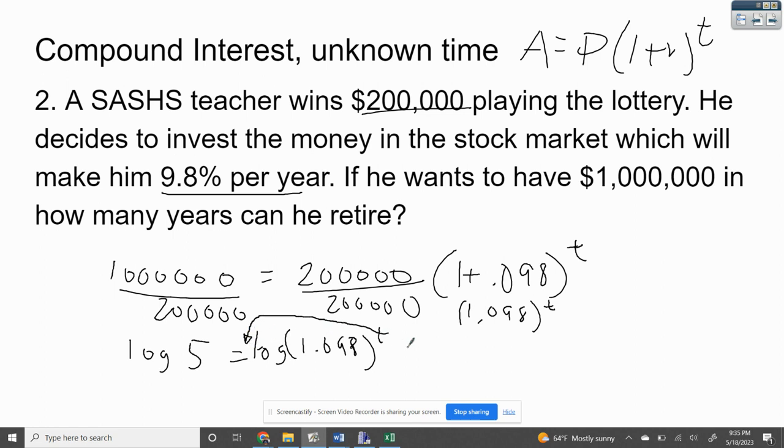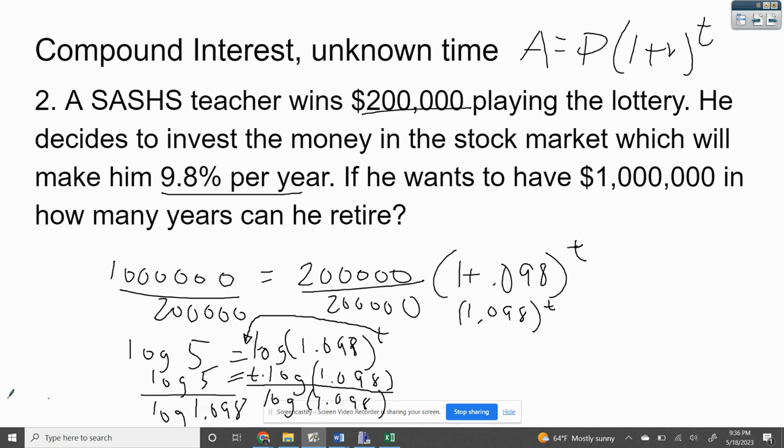So now this side changes to a T out front times the logarithm of 1.098. And the left side is still the logarithm of 5. Now I have T multiplied by the log of this number, and the log of anything is a number. So this is T times a number. If I want to get rid of that number attached to T, I just have to divide by it. So we have log of 1.098 dividing both sides. Then all that stuff on the left is going to be my answer.